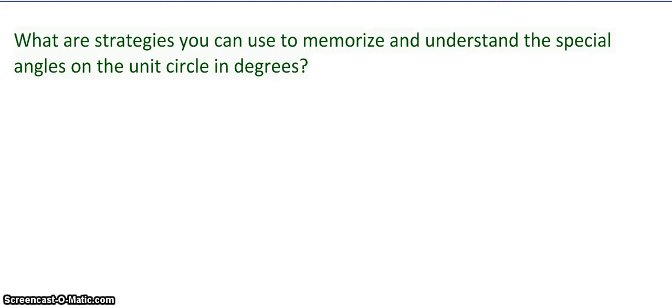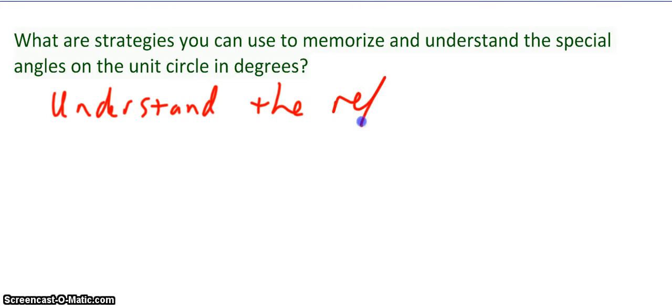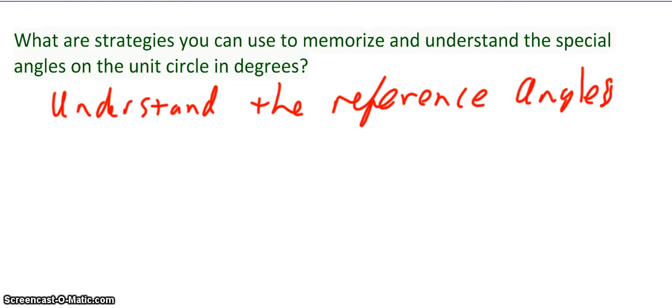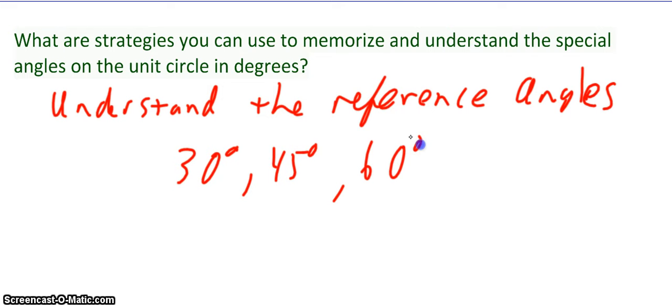So, what are the strategies you can use to memorize and understand the special angles on the unit circle in degrees? We talked about that already. So, the answer is understand the reference angles. And so remember I talked about with reference angles, this is one reason why they are so important, is they help us really understand a lot in trig. And we know that these reference angles here are 30 degrees, 45 degrees, and 60 degrees.